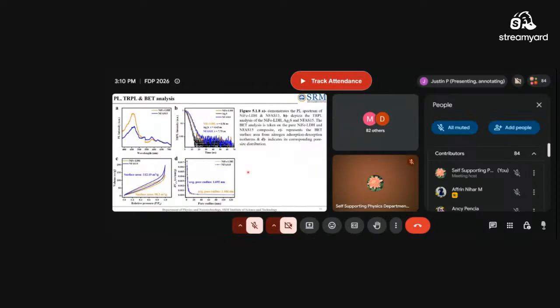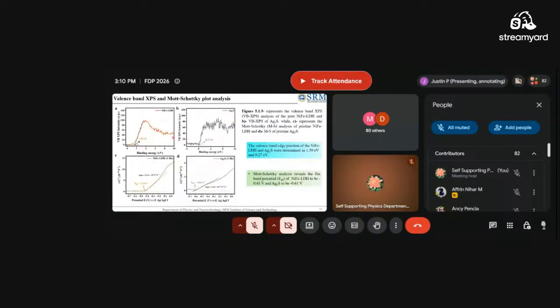The direct data for the electron-hole pair lifetime is the time-resolved PL. From the time-resolved PL, there is a clear indication that compared to nickel LDH and Ag2S, there is a drastic and notable increment in NFAS15, that is, 50% Ag2S incorporated nickel LDH, indicating 7.79 nanoseconds. So this increased lifetime helps to achieve effective carbon dioxide reduction.